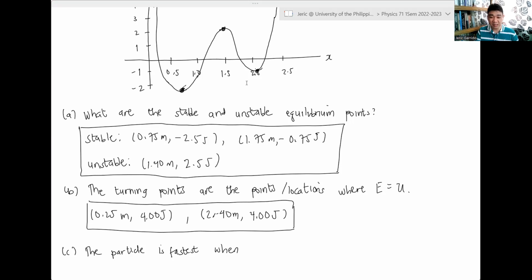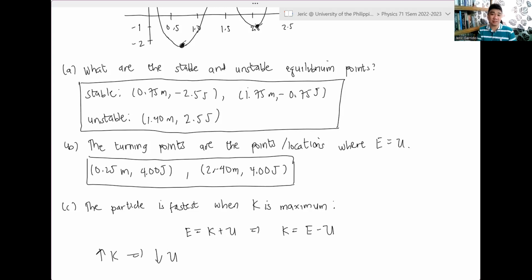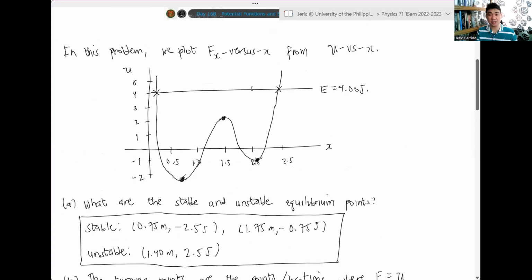This means that the particle is fastest when K is maximum. And remember, the total energy of a particle is just the sum of the kinetic and potential energies, and therefore, the total kinetic energy is just the difference of E and the potential energy. And since E is constant, higher kinetic energy implies lower potential energy kasi mechanical energy sa mga pinag-uusapan natin. Therefore, balik tayo ngayon kay potential energy diagram.